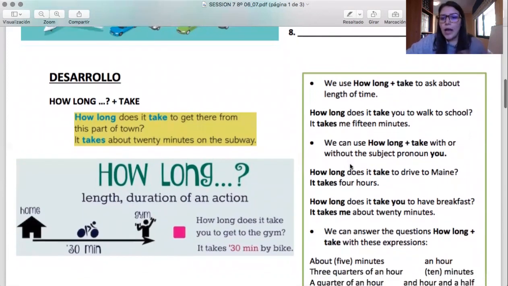We can use how long and take with or without the subject pronoun you. Okay, here is an example. How long does it take to drive to Maine? It takes 4 hours. How long does it take you to have breakfast? It takes me about 20 minutes.